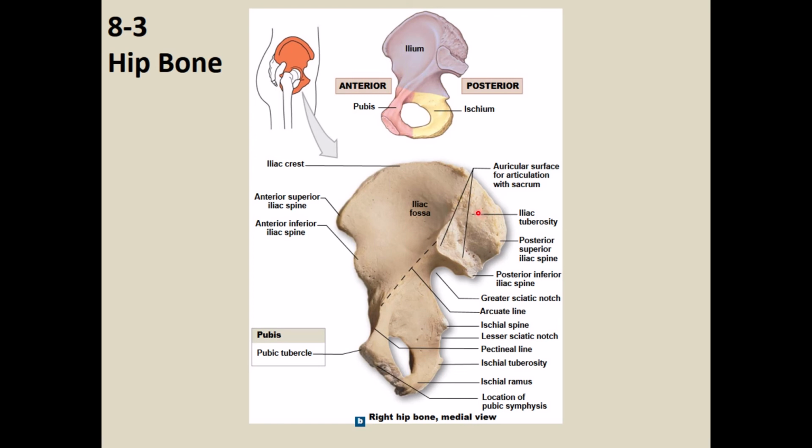You see the iliac tuberosity, so it's a rough, large bony marking. This is the articular surface, and this is where it articulates with the sacrum. So this is the sacrum that you can see, and the auricular surface is around this area.